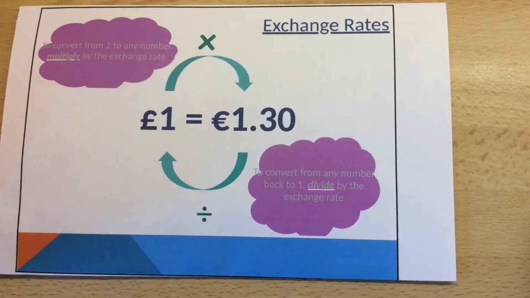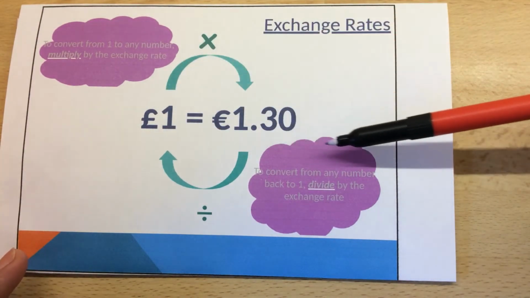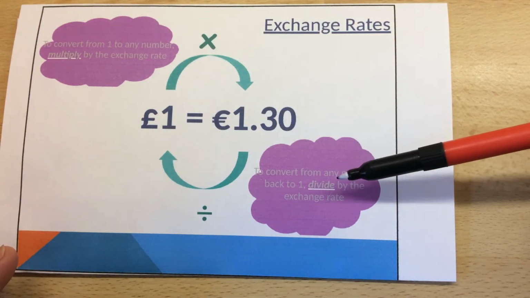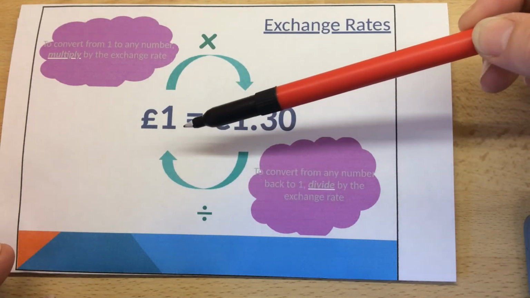Okay, so we're doing exchange rates today. So you've just looked at the previous slide, this slide that says to convert from one to any number, multiply by the exchange rate. Okay, so follow the arrow. To convert from any number back to one, divide by the exchange rate. So you're going to be dividing to go back.